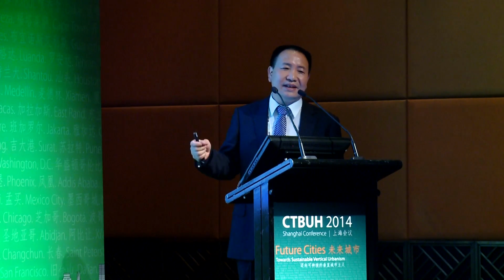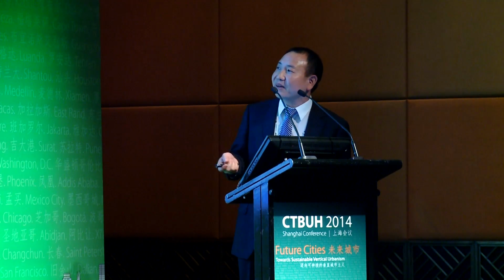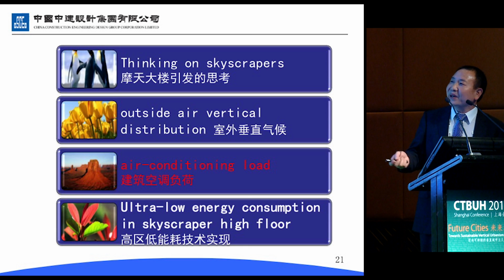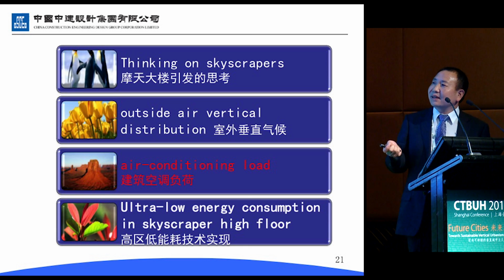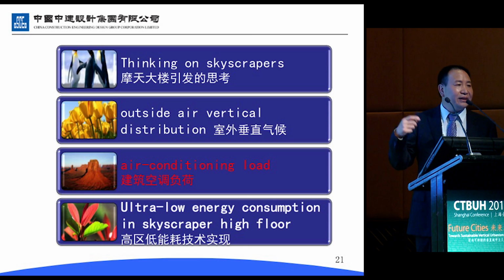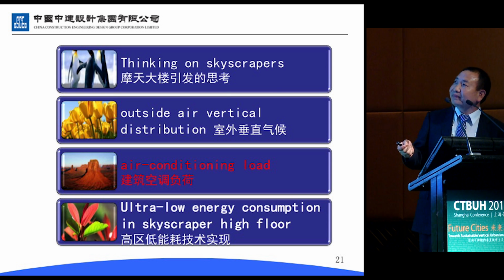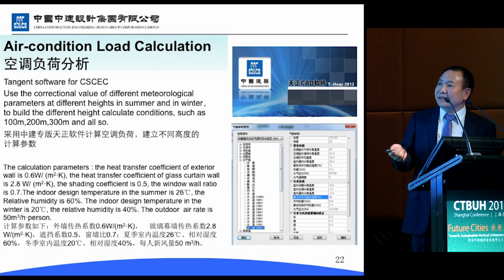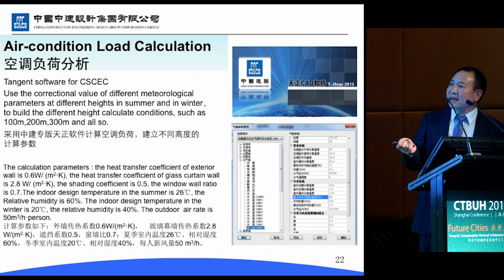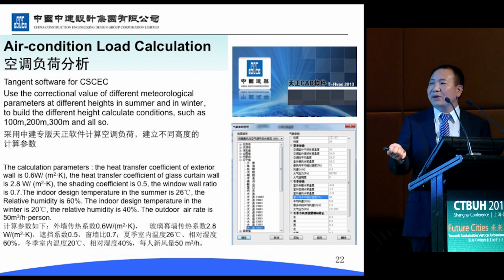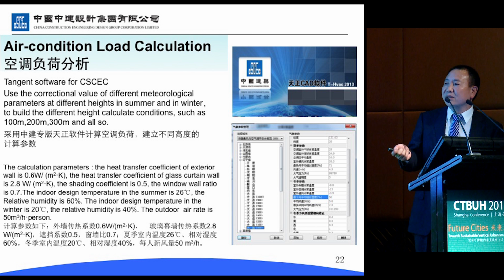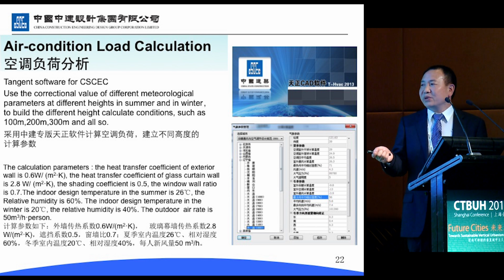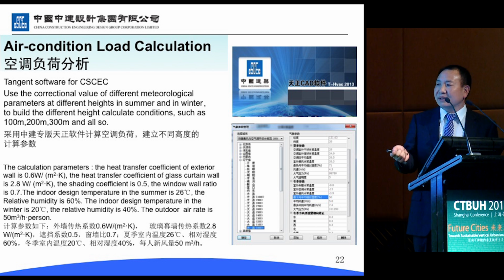So, in fact, if you go to the higher altitude, it's a pretty good and comfortable zone. Now, let's talk a little bit about the air conditioning load. Again, this is the software we have. This is the air conditioning load calculation, and the calculation parameters are as follows.